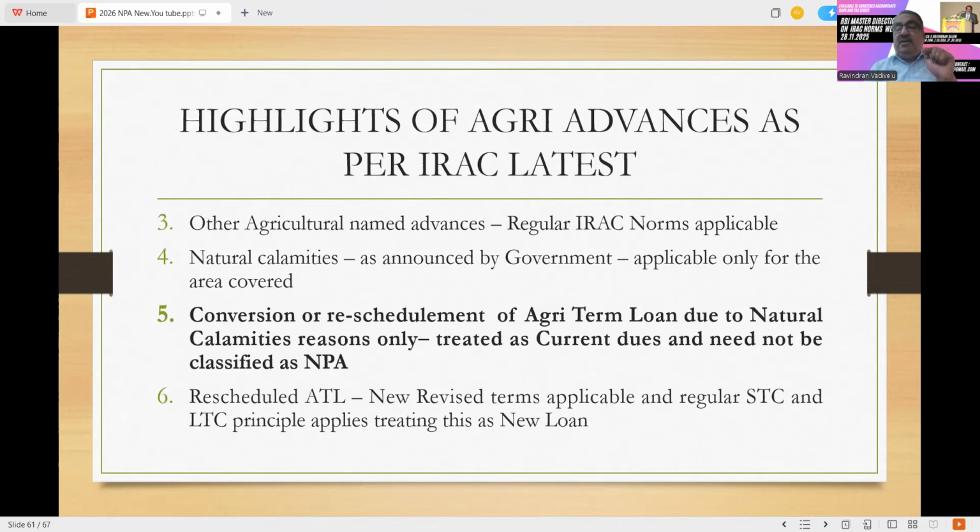And for natural calamities, if it is announced by the government, it is applicable only for that area. If there is any conversion or rescheduling of agricultural loan due to natural calamities, then the regular status continues and you do not classify that account as NPA. For others, if there is any rescheduling done to existing assets, then you have to apply the next status. If any rescheduling is done to a standard asset, then that asset should be classified as substandard.